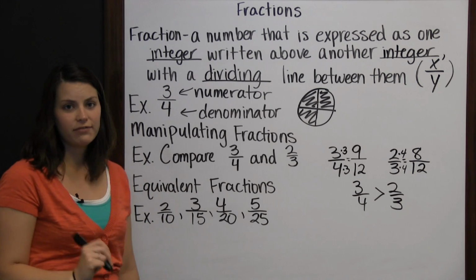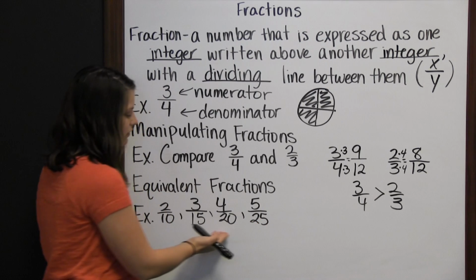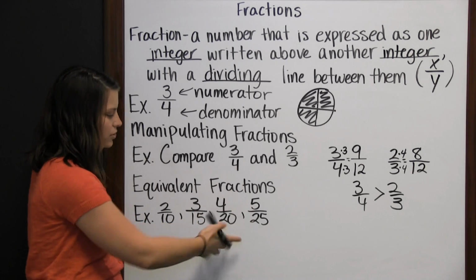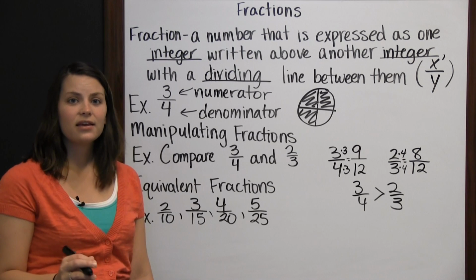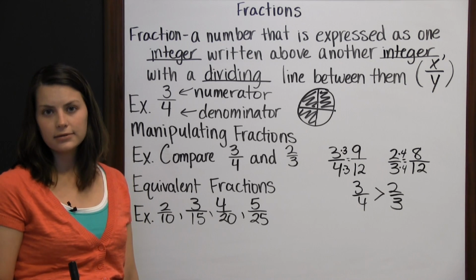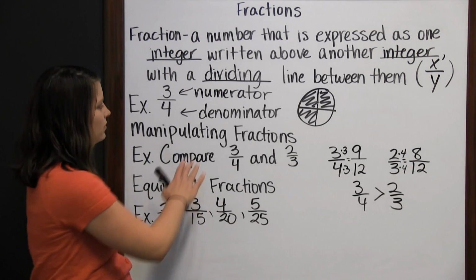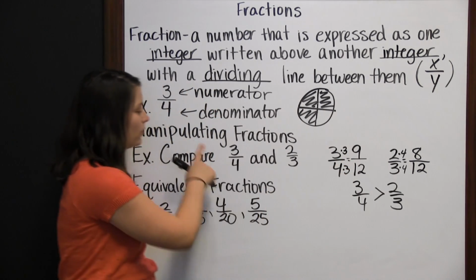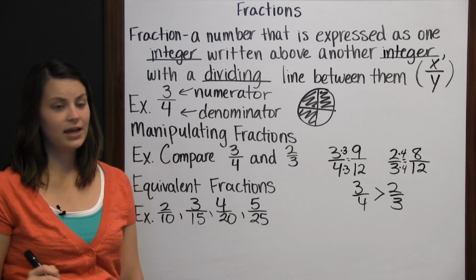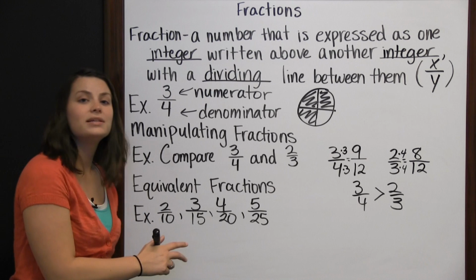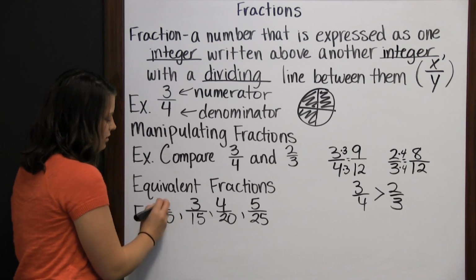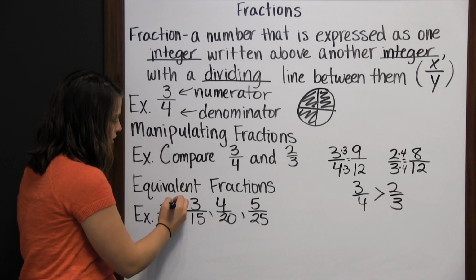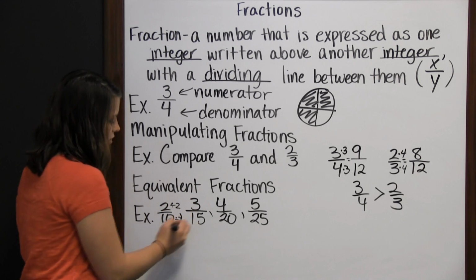So let's talk a little bit more about equivalent fractions. All of these fractions are equivalent fractions because they all represent the same value. 2/10, 3/15, 4/20, 5/25. And we could see that they represent the same value more easily by simplifying our fractions. So we said we can manipulate fractions by multiplying the numerator and denominator by the same value, or we can manipulate them by dividing the numerator and denominator by the same value. So if we wanted to simplify this fraction 2/10, we would just divide the numerator and the denominator by the same value. Both 2 and 10 are divisible by 2. So we divide our numerator by 2 and our denominator by 2.